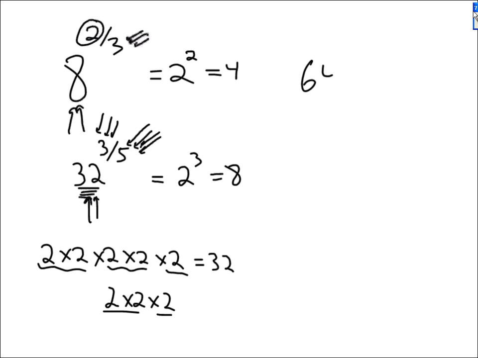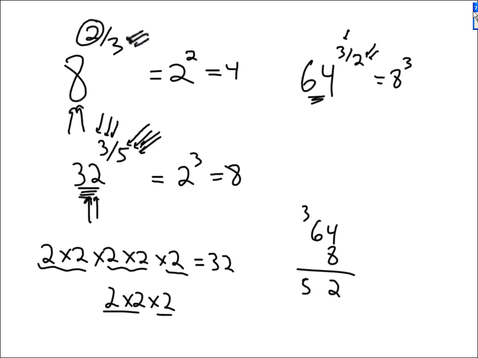Suppose you had 64 to the 3/2 power. What times itself 2 times gives you 64? You should just know that. It's 8. And then you cube 8. 8 times 8 is 64, times 8. I think that's 512. I wanted to stay away from this problem because I didn't know what 64 times 8 was. Okay, so it is 512.